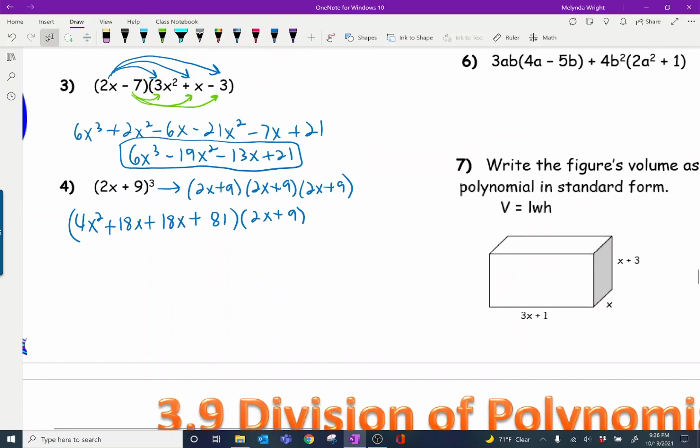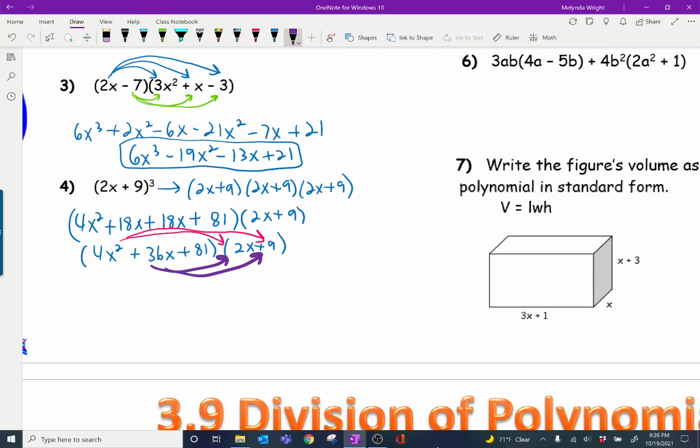So let's clean up that stuff in there. Let's add the 18s together. So 4x squared plus, let's see, 18 and 18 is 36x, plus 81, times (2x + 9). All right, then there would be a lot going on, right? Because we have to do this one times this one, then we'd have to do that one times that one, then we'd have to do this one times this one.